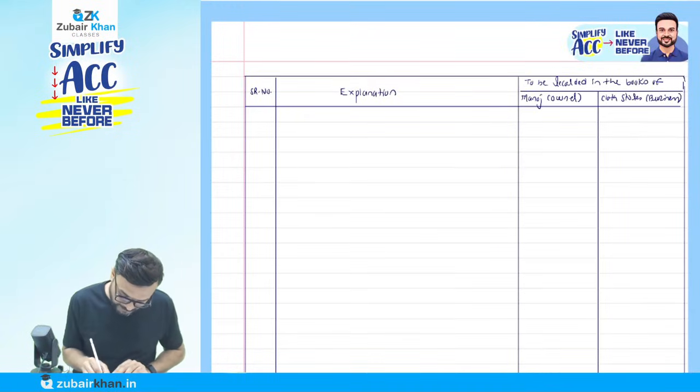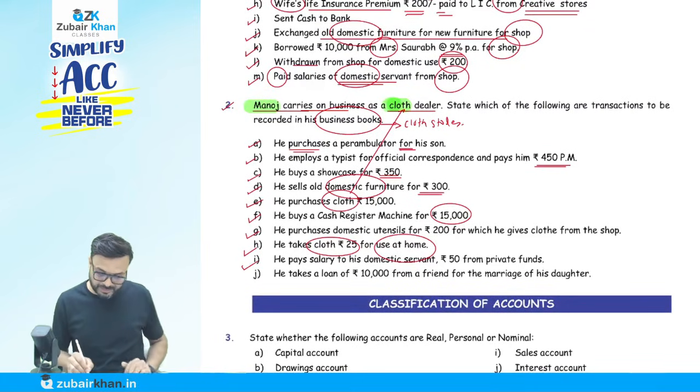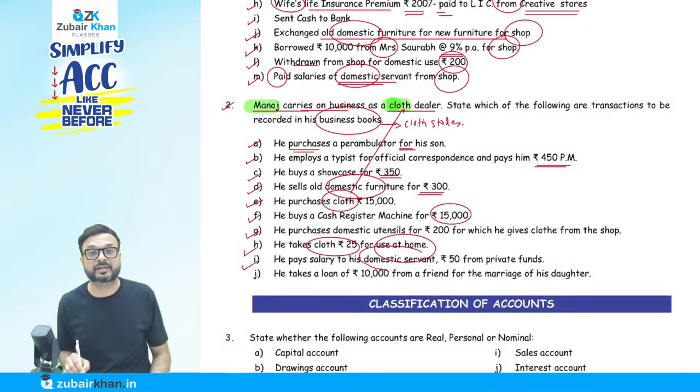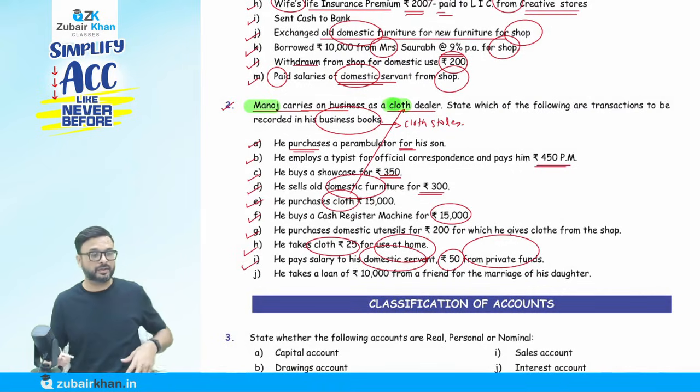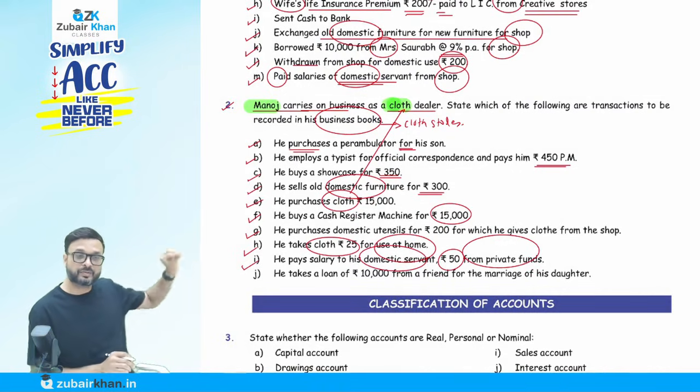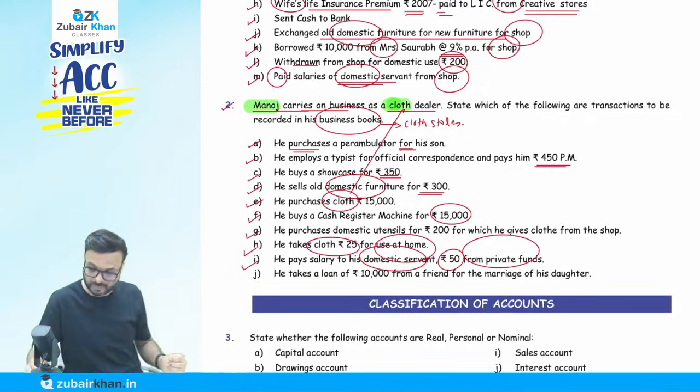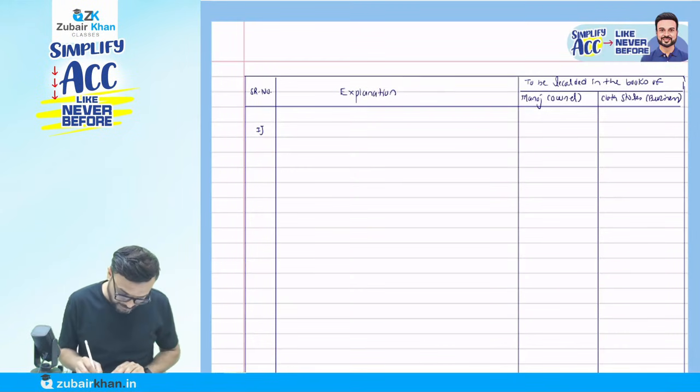Next point. What does it say now? They say that he pays salary to his domestic servant, rupees 50, from his private fund. The business is not involved. He's paying the domestic servant rupees 50 from his private fund only. The business is not involved here. Perfect. So what happened here?